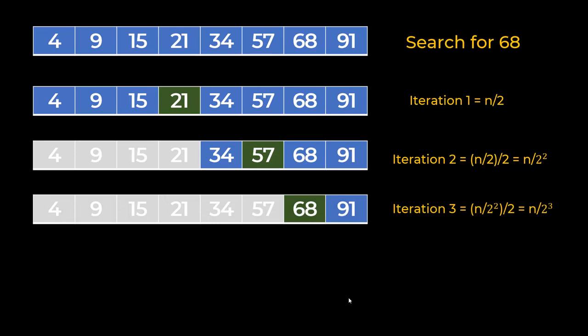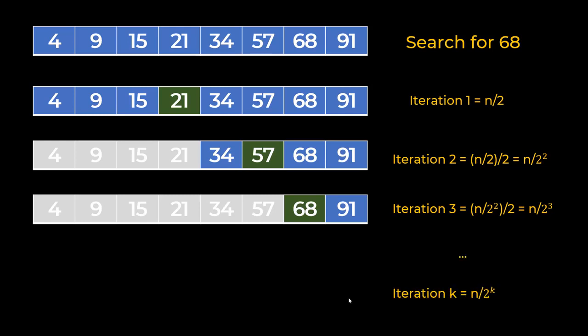Again, you divide it by 2. You take the middle element, which is 68, and 68 is the element you were looking for. So you found your answer in 3 iterations. If we had done n iteration, which is the previous approach, we would have taken 7th iteration because the element is the 7th number. Okay, so this is better.